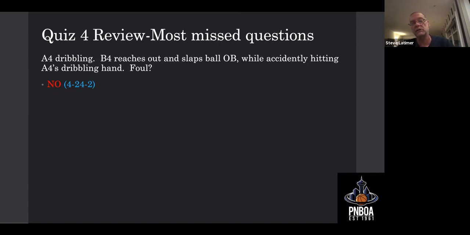Okay, so same thing with blocking the shot. If you're blocking the shot and you're hitting the shooting hand and the ball's in the shooting hand, it's not a foul. Now, if you're hitting the wrist, that's a different story. If you're hitting the arm, it's a different story. But if you're hitting the hand, it's not.